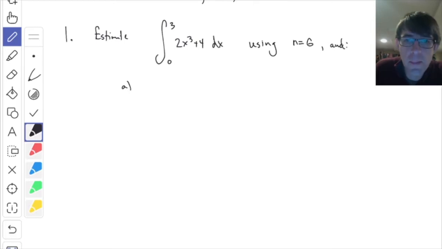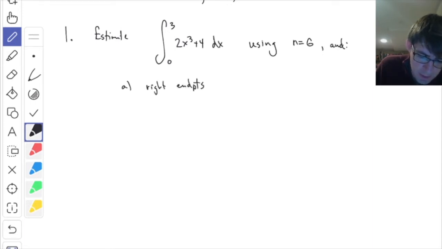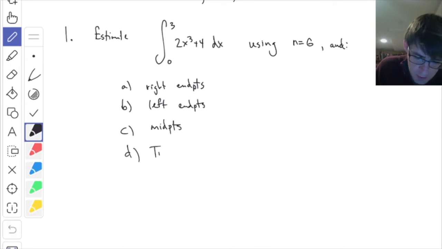The n equals 6 refers to drawing 6 different rectangles or different whatever, so you can use other shapes too in some of these methods. Part A, using the right endpoints. Part B, using the left endpoints. Part C, using the midpoints. Part D, using trapezoids, called the Trapezoid Rule, and Part E, using what they call Simpson's Rule.